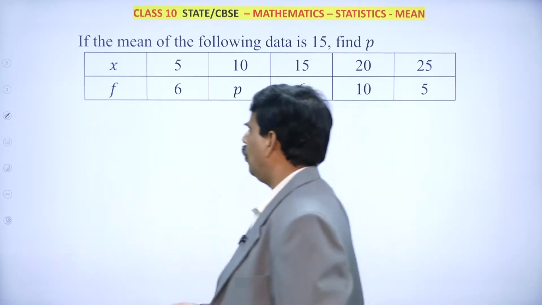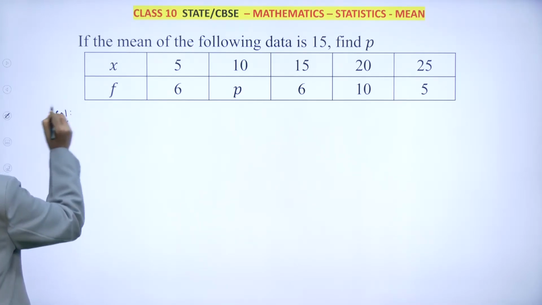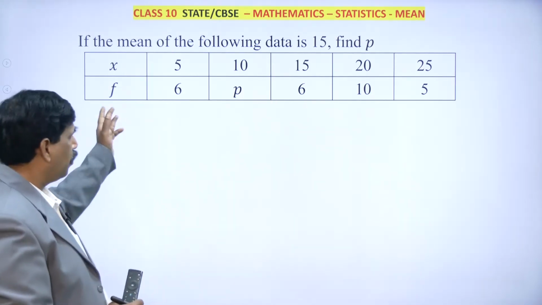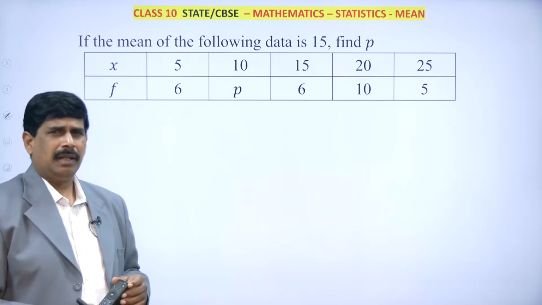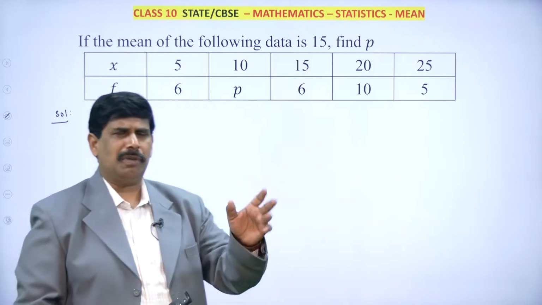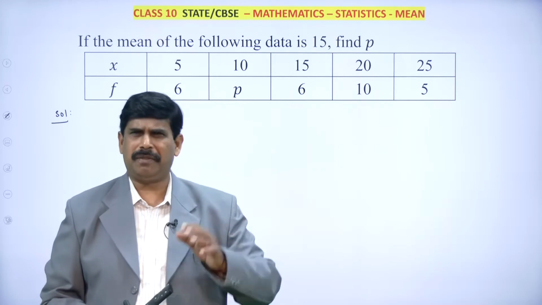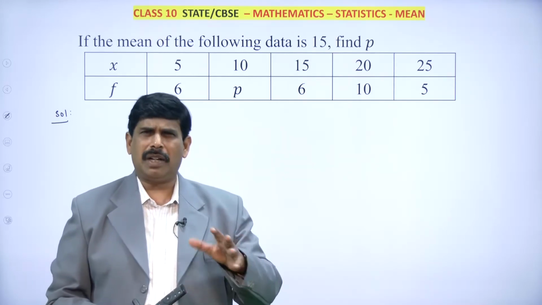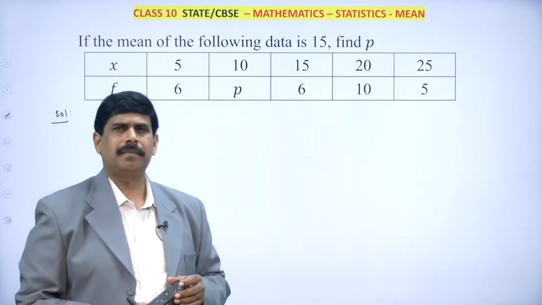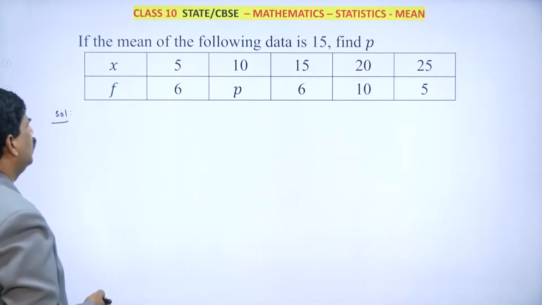Same problem children. So what is saying here, the values of x's are given. Frequencies are given. But among the given frequencies, one of the frequency is missed. You have to find out that missing frequency. For that, what is the information with us? The mean of the data is given. Let us see now how to do this.